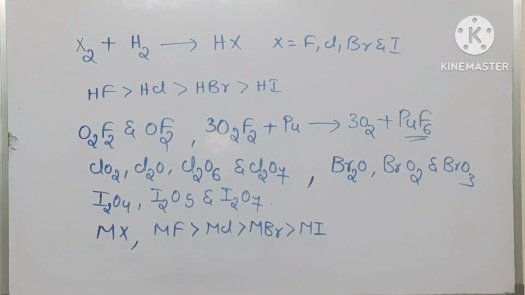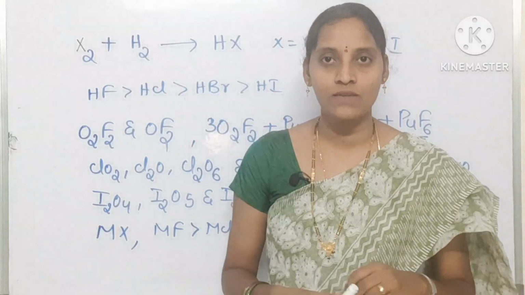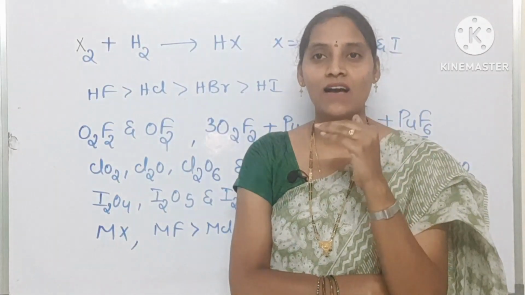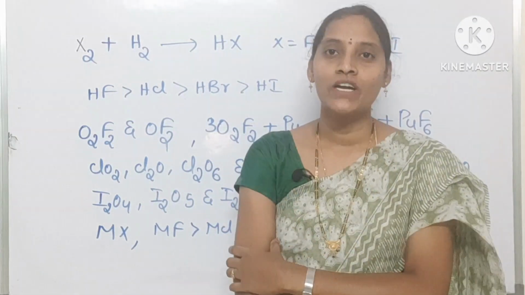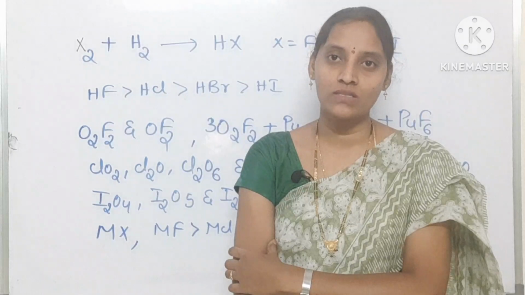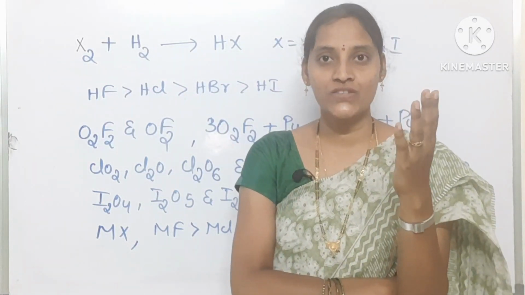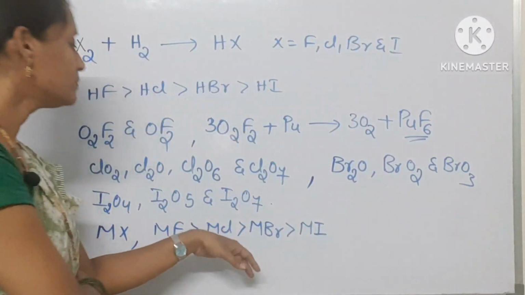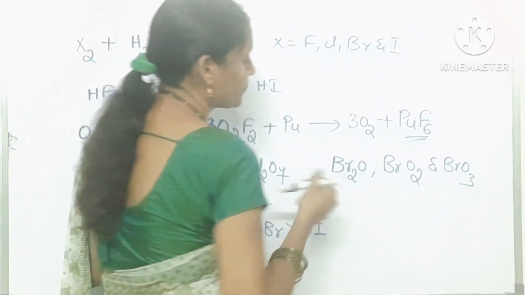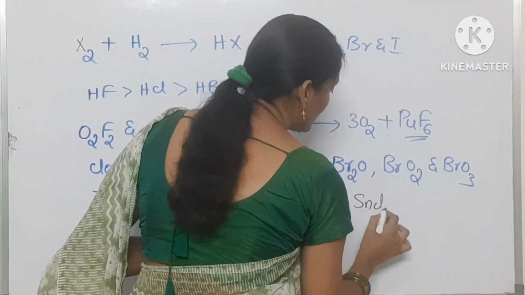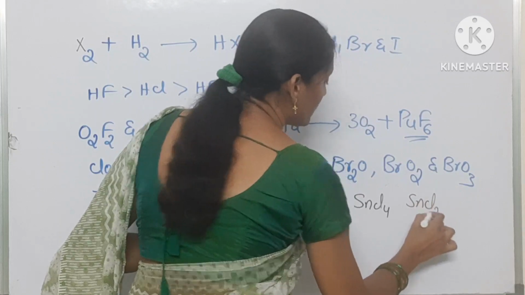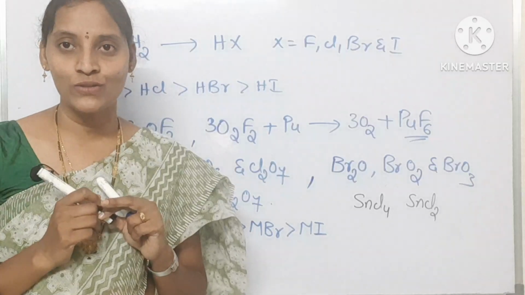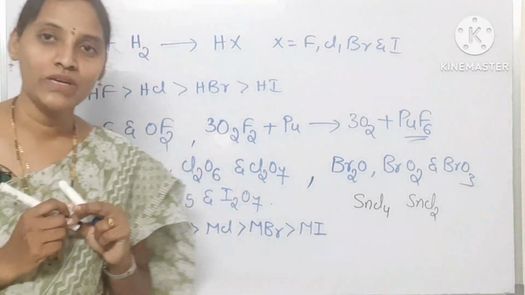If you see metal halides, higher oxidation state metal halides are more stable when compared to lower oxidation state metal halides. Why? Because the oxidation state is more, the bond strength will be more. Suppose you take one example, SnCl4 and SnCl2. SnCl4 is more stable when compared to SnCl2. In the same way, PbCl4 is more stable than PbCl2.